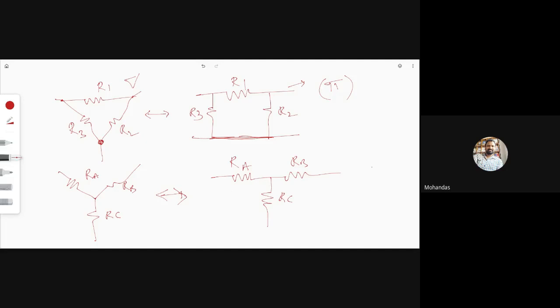And the circuit may be here. Let me draw another one. It can also be like this. All these come under what? Star connection. This will be a delta. So in circuits, they may give it like this, and it will be considered as a delta. Right?